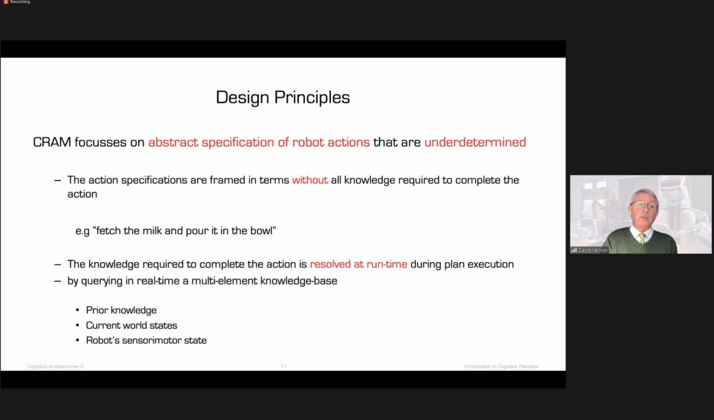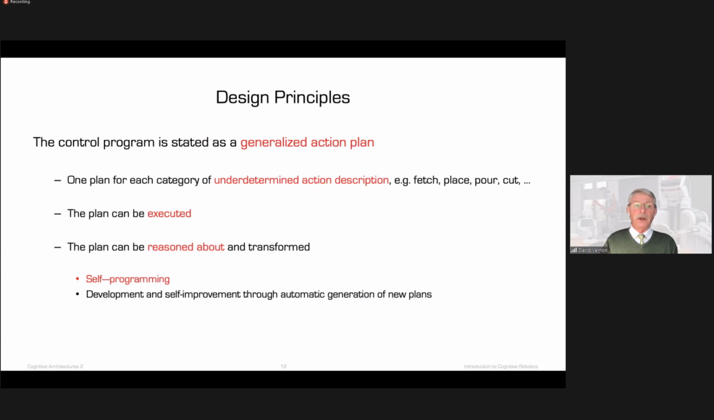So this control program is stated in what's referred to as a generalized action plan. So we have one plan for each category of underdetermined action description. So we have a generalized action plan for fetching, for placing, for pouring, for cutting, and as we'll see shortly, we have a generalized action plan for fetch and place as well. Most roboticists are familiar with the term pick and place, and I'll be speaking mainly about fetch and place.